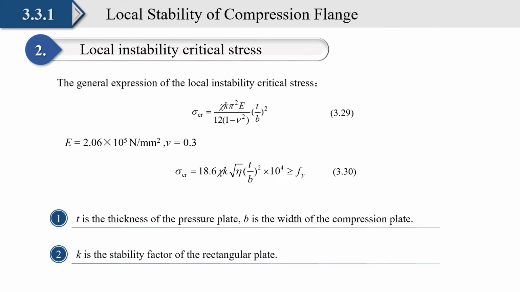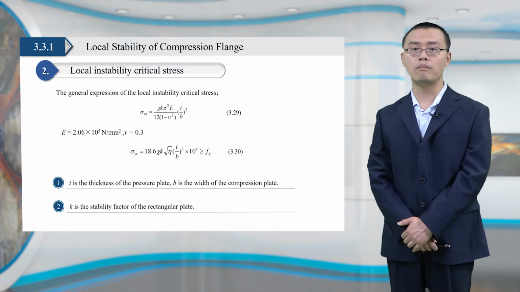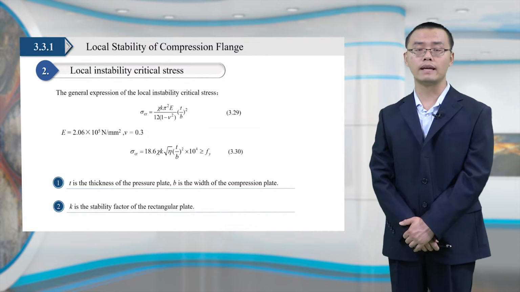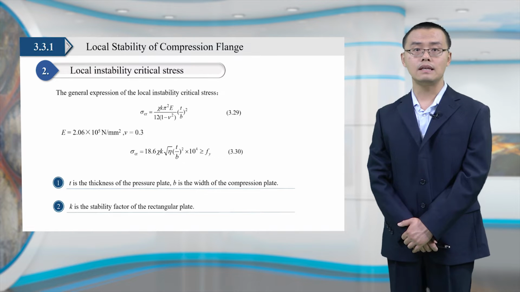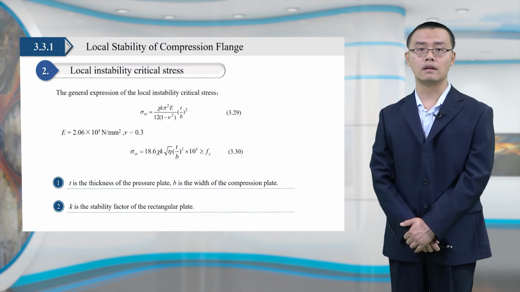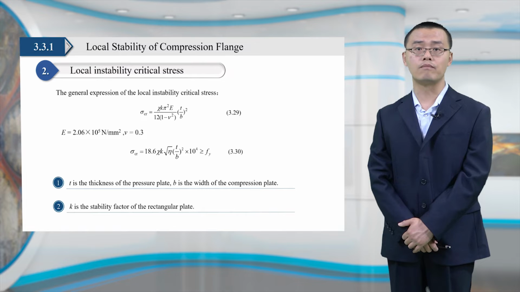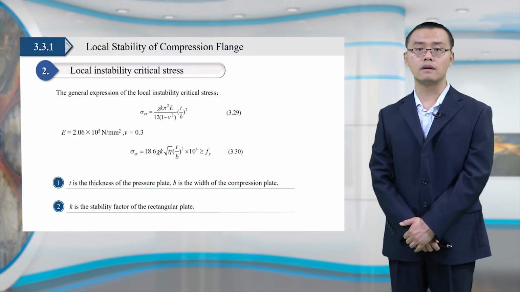Now, the general expression of the local instability critical stress is as the following formula 3.29. If E equals 2.06 times 10 to the 5 N/mm², and mu equals 0.3, sigma critical could be expressed as formula 3.30. T is the thickness of the pressure plate, B is the width of the compression plate, and K is the stability factor of the rectangular plate.